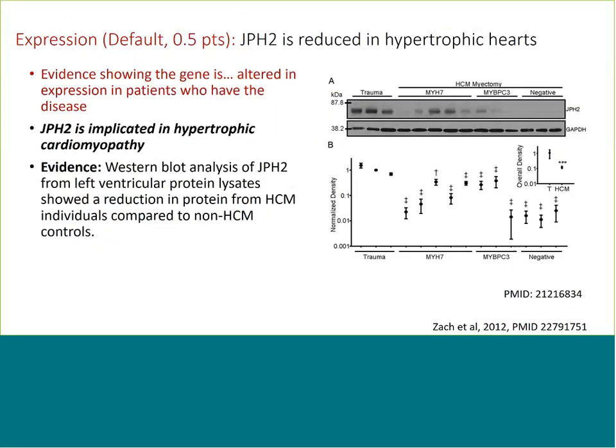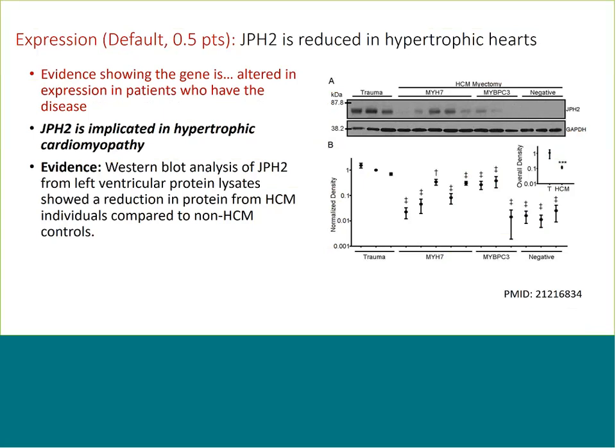All right. So this is an example from Jen. Jen, do you want to go ahead with this one? Yep. This is for JPH2 and hypertrophic cardiomyopathy. This is evidence showing that the gene or gene product is altered in expression in patients who have the disease. This is a Western blot analysis of JPH2 from left ventricular protein lysates.